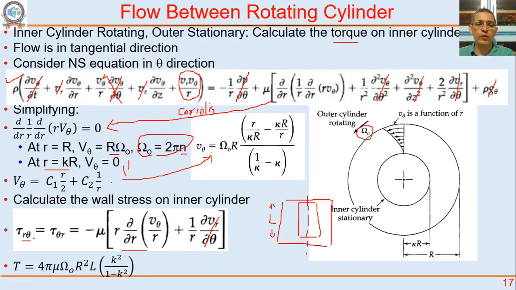Then torque would be this force multiplied by area, multiplied by the radial distance kR, which will tell you the torque. So you will find torque is proportional to omega naught, and it is linearly dependent on viscosity. The more viscous the fluid, the more is the torque to get the same RPM. We can measure the torque and use that as a means to find out the viscosity of the fluid. We'll do that in the next class. How do I measure the viscosity of the fluid?